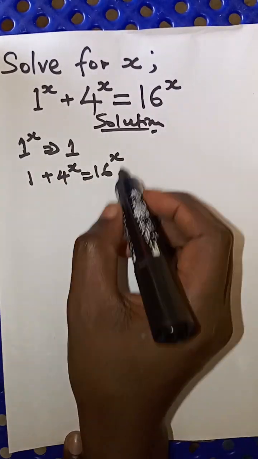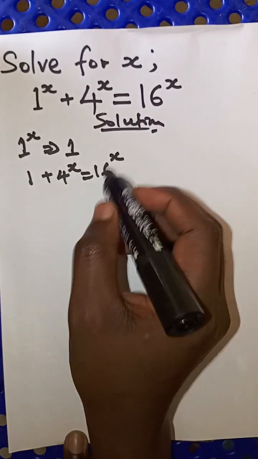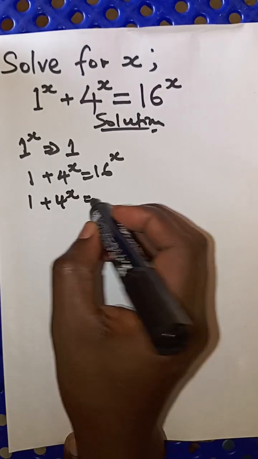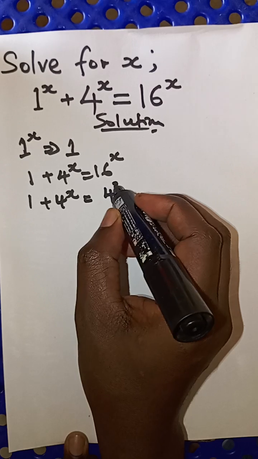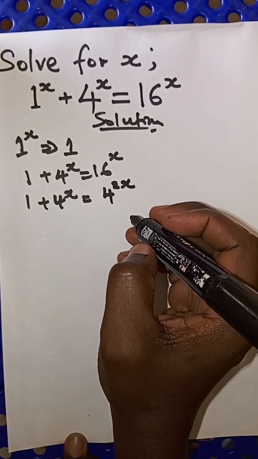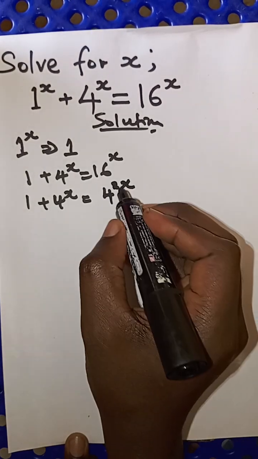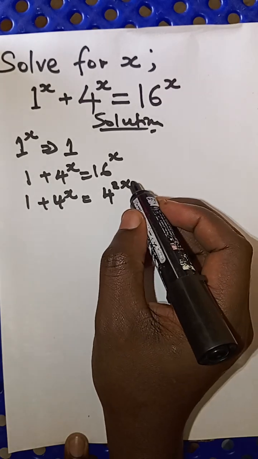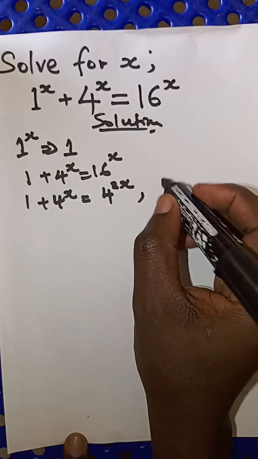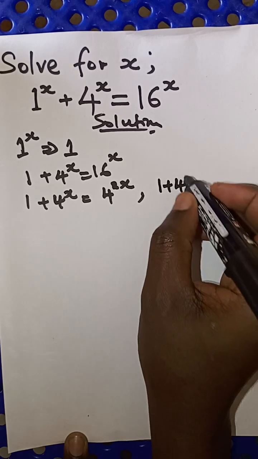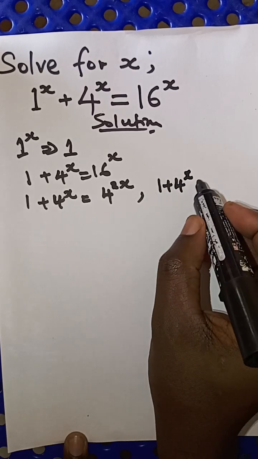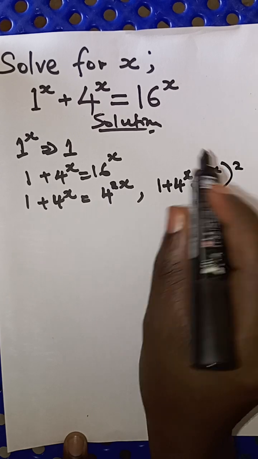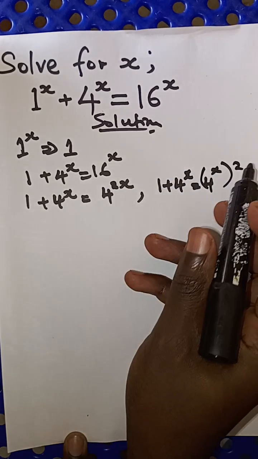Next step, I'm going to write this to base 4 as 1 plus 4 raised to x should be equal to 4 squared, and then x is outside. Next part, I'm going to rewrite this by taking x outside, 2 outside, so that it changes to 1 plus 4 raised to x should be equal to 4 raised to x, all squared, and I've just taken 2 outside.